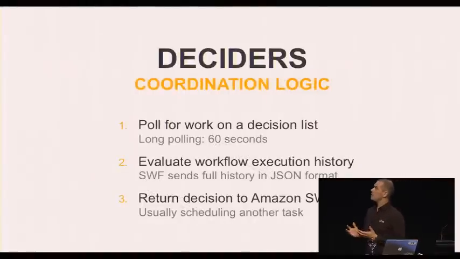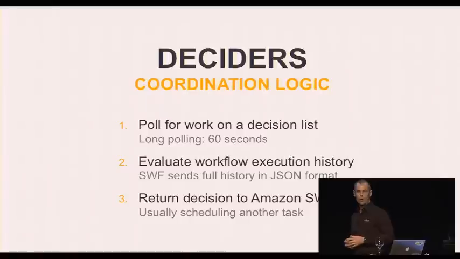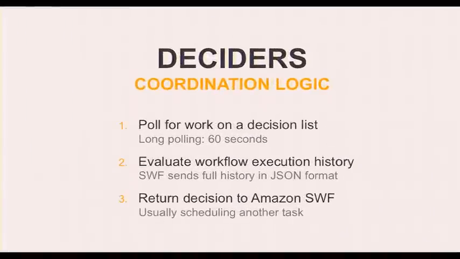The deciders work by polling for work on a decision from a decision list. They evaluate the workflow execution history, and then they return a decision to the Amazon Simple Workflow Service. And when they're finished, they go back to the beginning and do the whole thing all over again.